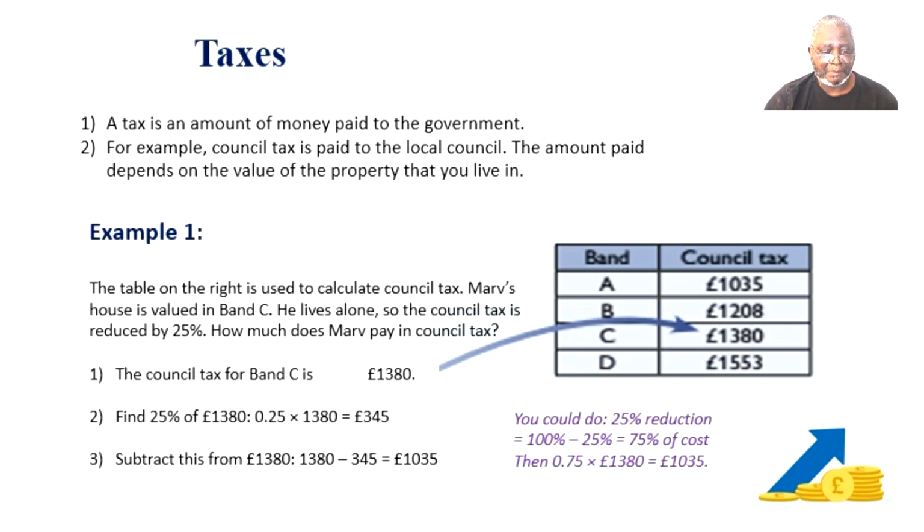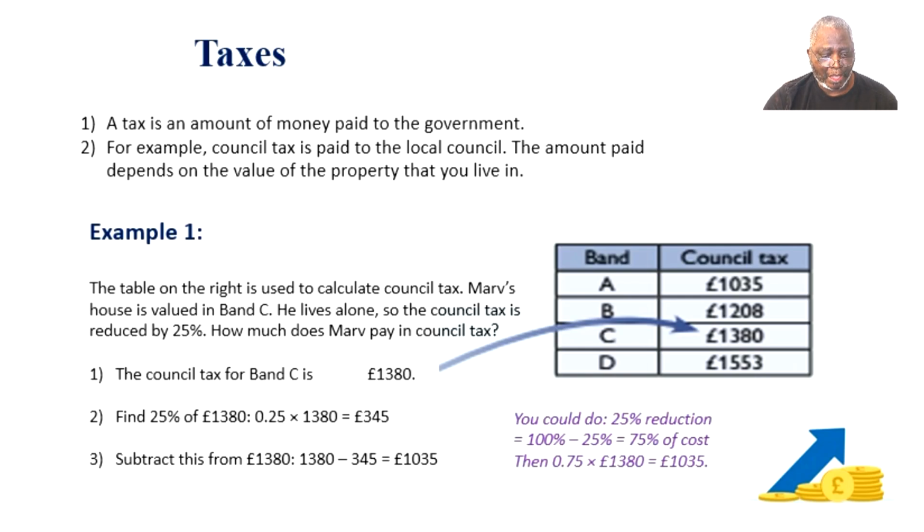A tax is an amount of money paid to the government. For example, council tax is paid to the local council, and the amount paid depends on the value of the property that you live in. In example 1, the table on the right is used to calculate council tax.